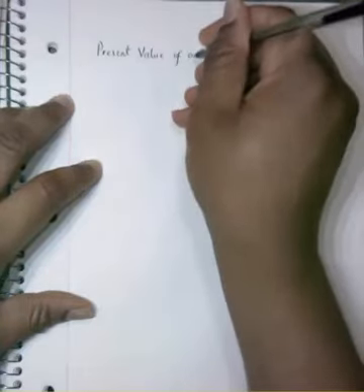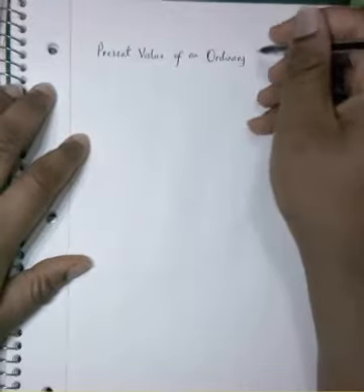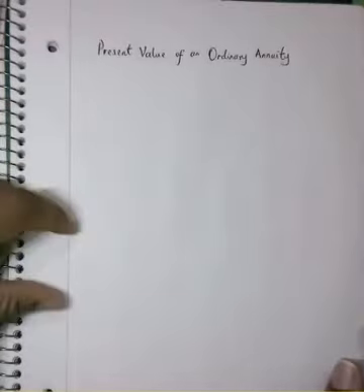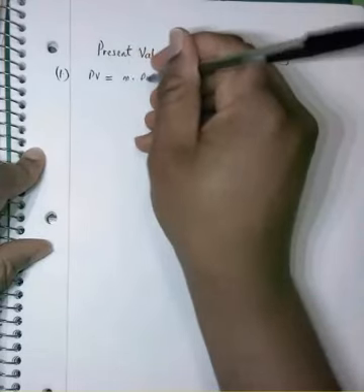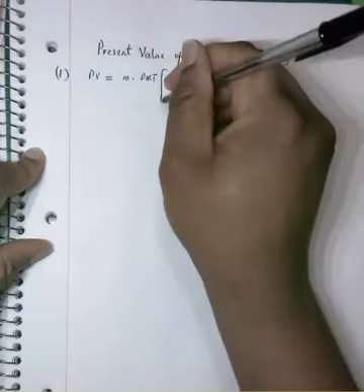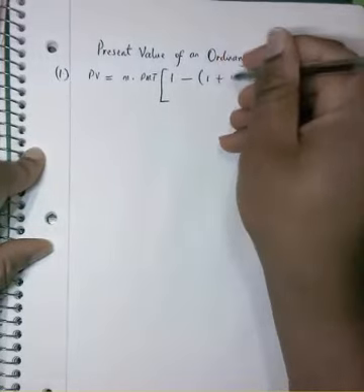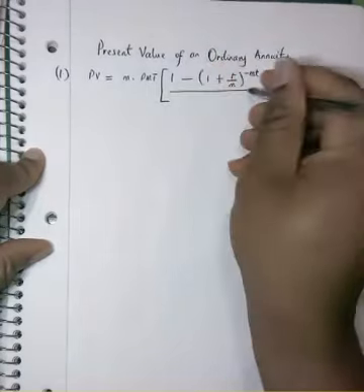Present value of an ordinary annuity. Okay, the first formula we can have that PV is equal to M times the periodic payment times 1 minus 1 plus R over M exponent negative MT all over R.